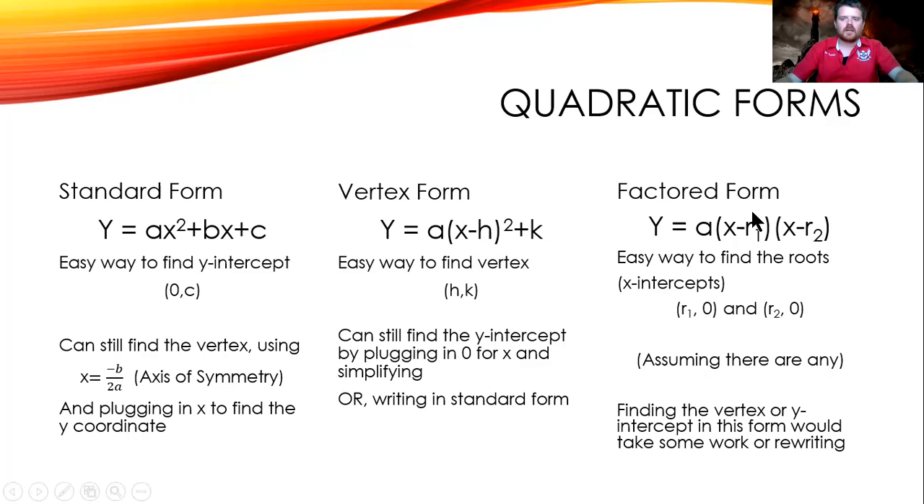And then lastly, factored form. If it's written in factored form, that's the easiest way to find the roots. So whatever values you have inside the parentheses, those are basically like zeros. Those are your roots, so those are your zeros. And that's, again, another way to look at the quadratic equation.